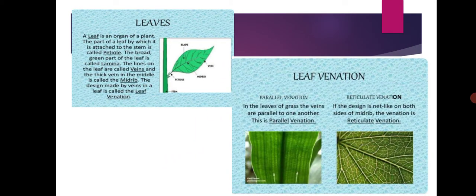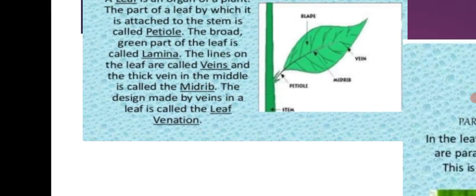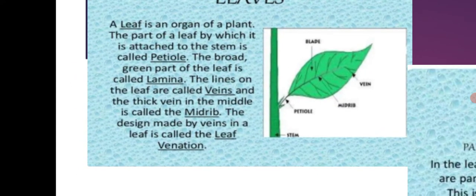After that, a leaf is a green structure that arises from the stem. The leaves arise from the node. A leaf is an organ of a plant. The part of a leaf by which it is attached to the stem is called petiole. The broad green part of the leaf is called lamina. The lines on the leaf are called veins, and the thick vein in the middle is called midrib, and the design made by the veins on the leaf is called leaf venation.